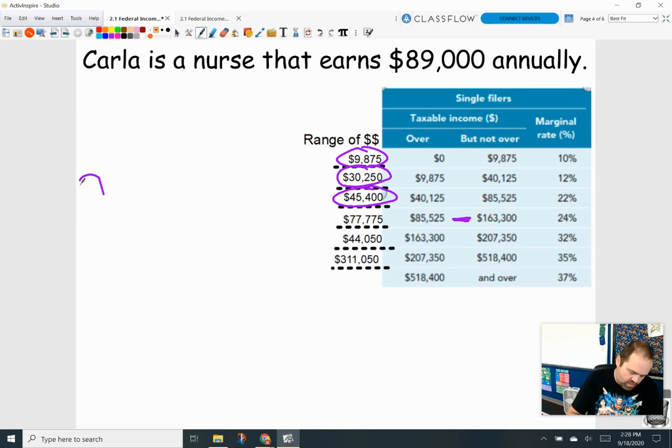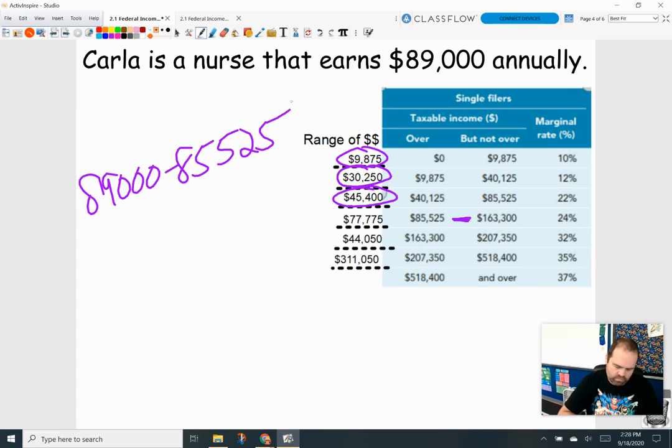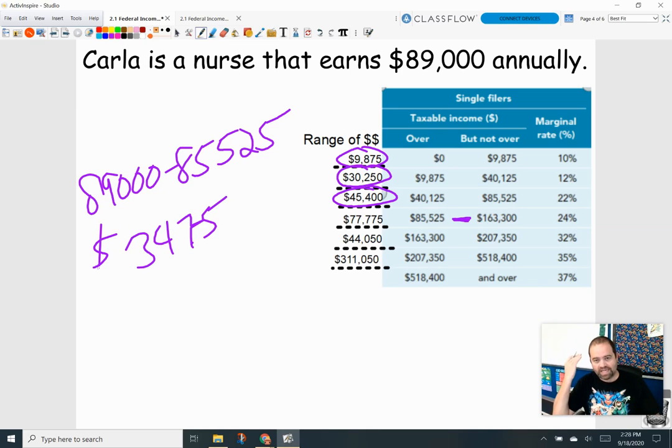89,000, and I'm going to subtract off 85,525. So only $3,475 is going to get taxed in that bracket, and everything else will get taxed below that.